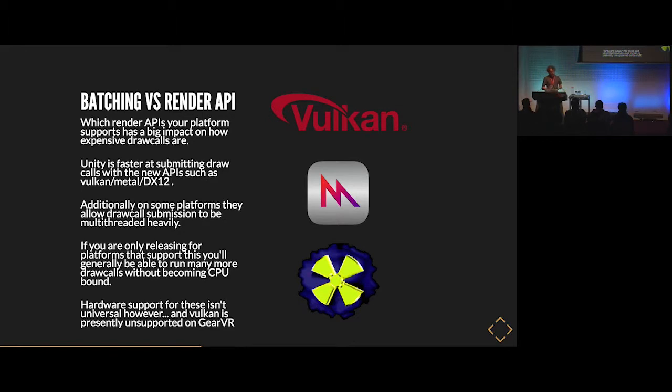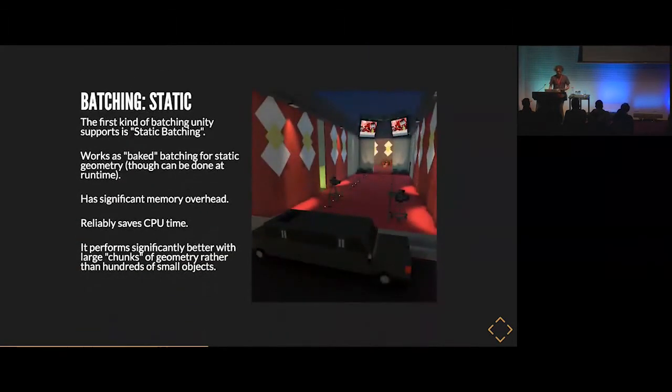So always benchmark how much you're actually paying on these things. Batching may not be a major thing for your game if you're only supporting platforms that support these features. But in our case, we were very dependent on batching. So static batching is the first one. Under the hood, static batching works by essentially creating different sets of pre-baked geometry and rendering them based on what you can currently see. As a result, it has a pretty significant memory overhead.